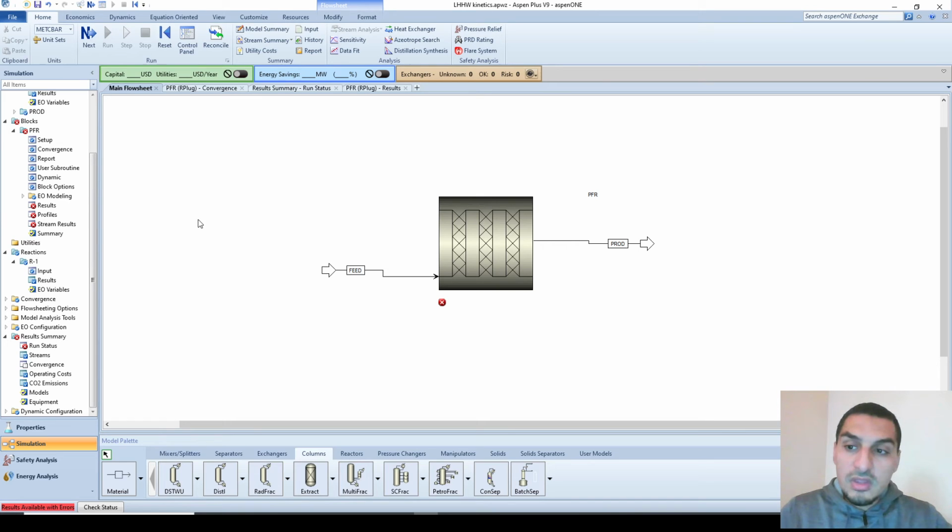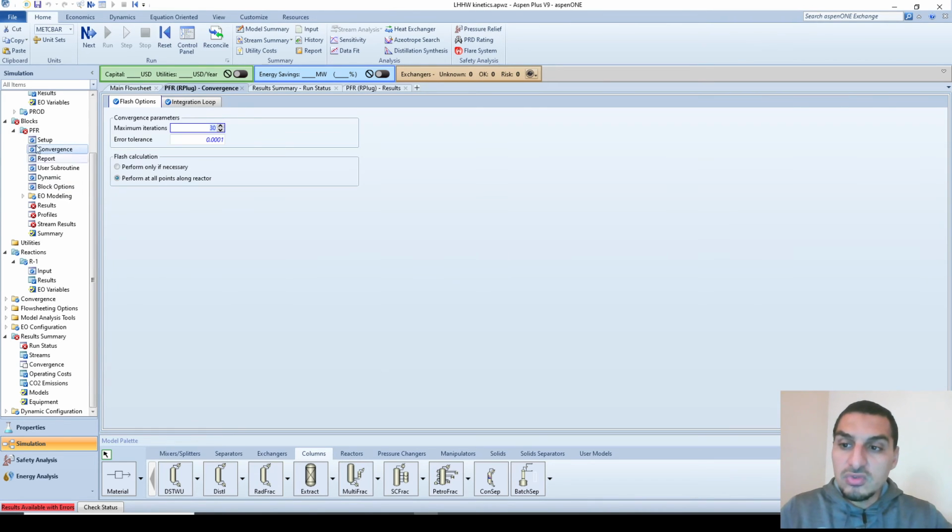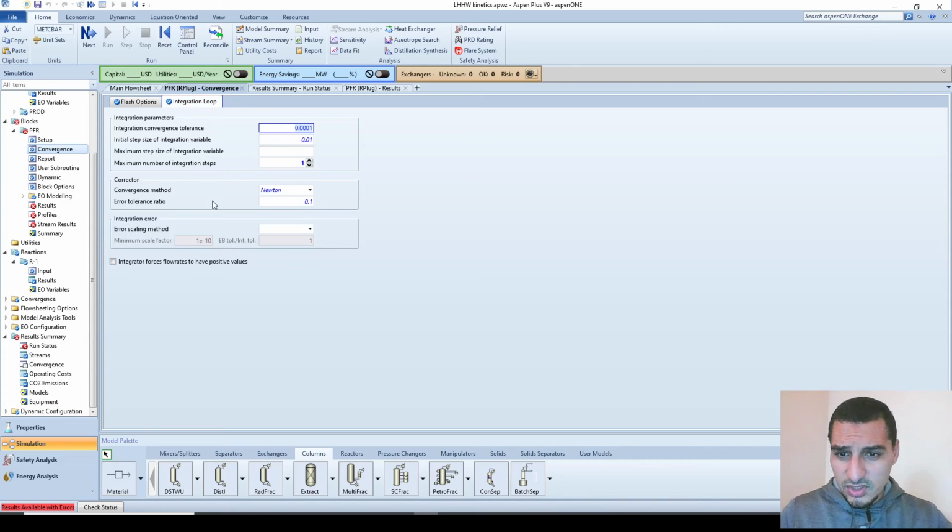So the place where we can control them is this convergence part here. And there are always the flash options, which have to do with multi-phase: if I have more than one phase, how the equilibrium calculations will be done, which is not the point we are interested in now. We're interested in the integration loops. It says first the integration convergence tolerance, which is the tolerance that we just mentioned, and the default is 10 to the minus 5.